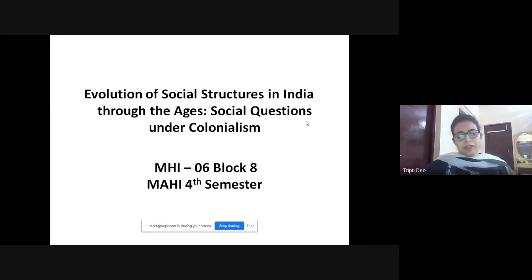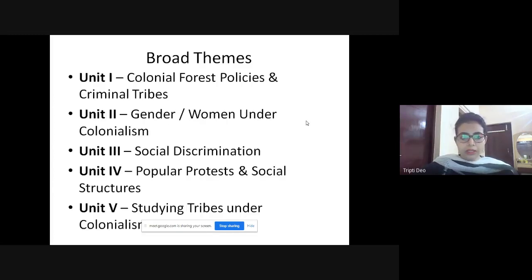So the theme that we'll be discussing today is evolution of social structures in India through the ages, some social questions under colonialism. So our discussion today will not be plain on a political trajectory of this period, but we will be looking at some of the social, samajik sthar pe kya ho raha tha, is particular apniveshik kaal jo tha, colonial period jo tha, jisme Britishers ne India ko rule kiya tha, uski samajiktaen kya thi? So what were the social questions? So we welcome our fourth semester students to this particular lecture.